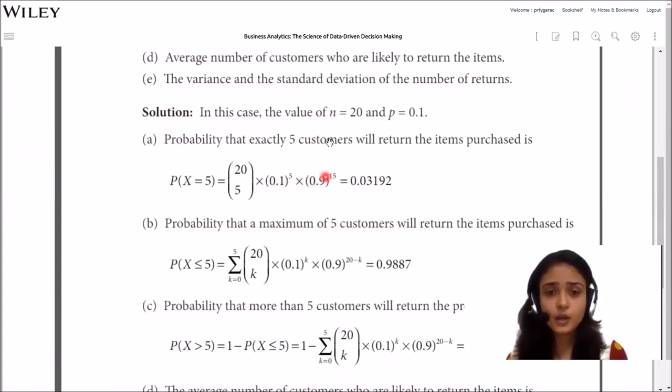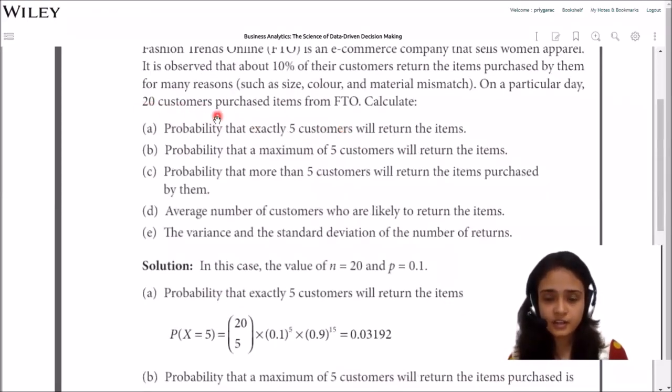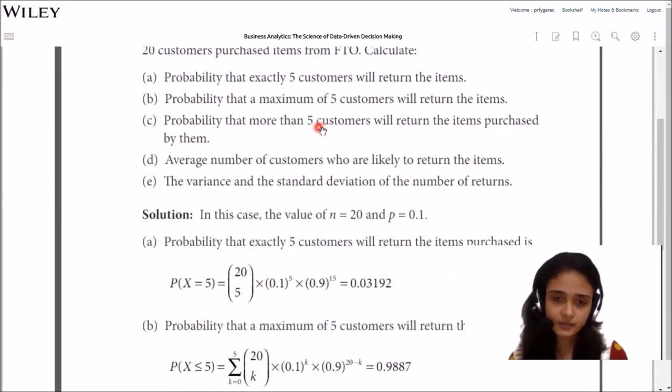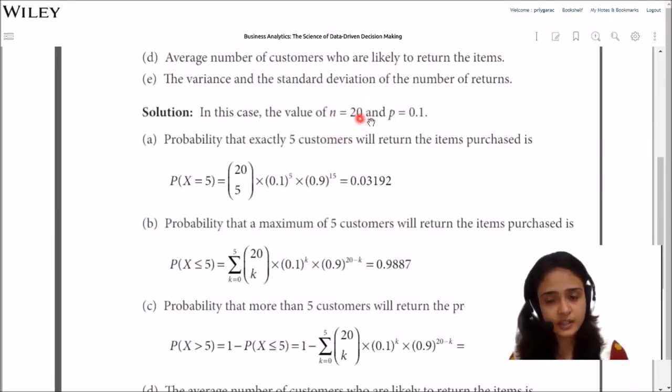In this case, we are taking the value of n equals 20 because there are 20 different customers, and we are taking the probability as 0.1 because it is given that only 10% of the customers return the items purchased. So n is 20 and p is 0.1. I can easily calculate the probability at x equals 5. Just put the values into the formula and you will get the answer, 0.03192.